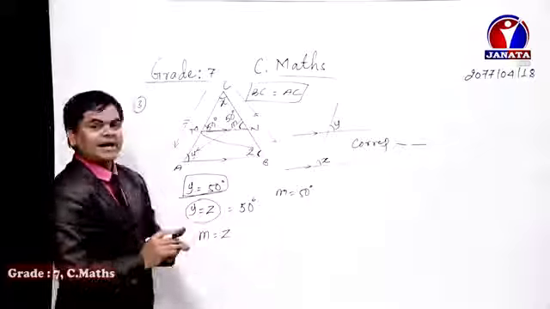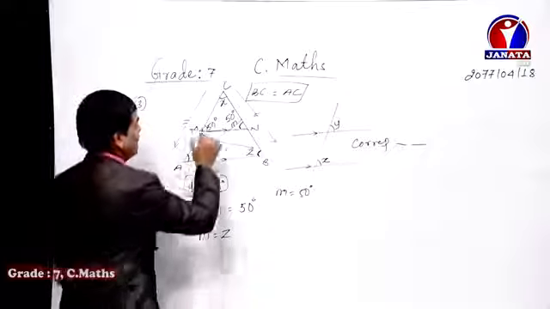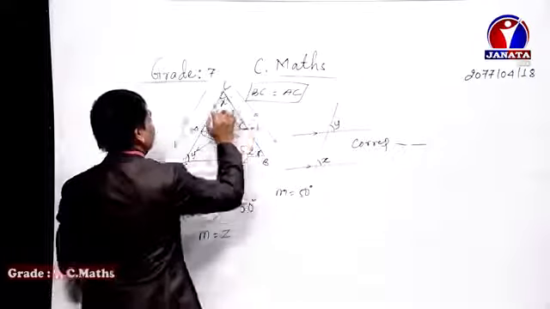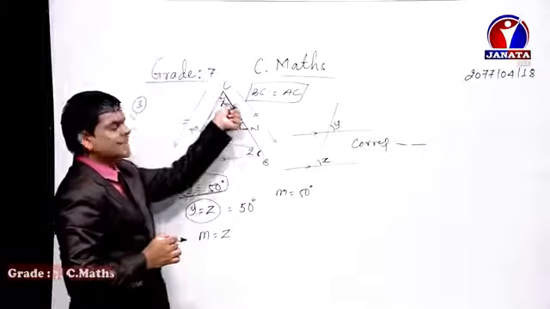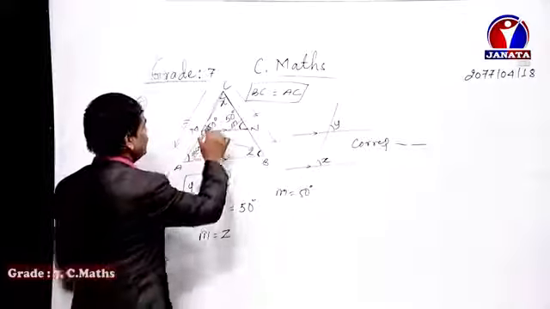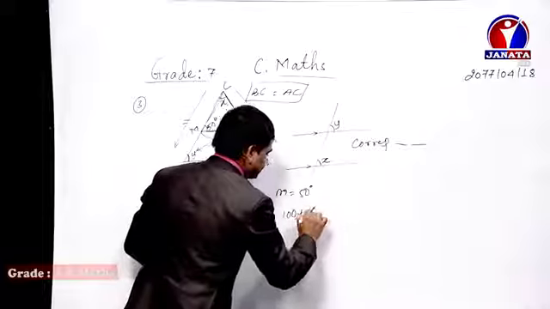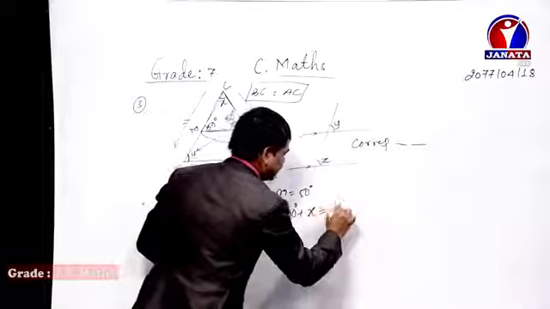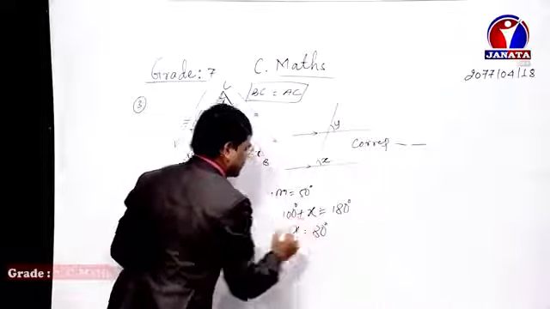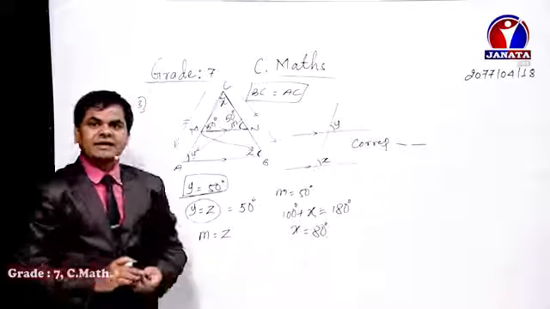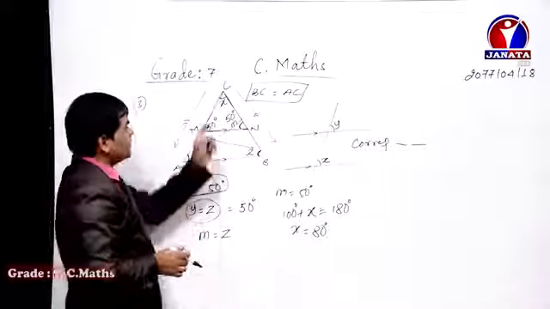Now how to find the value of X? In order to find the value of X, you can see this small tiny triangle, okay. In the tiny triangle, 50 plus 50 plus X equals 180 degrees, and 50 plus 50 is 100, so 100 degrees plus X equals 180 degrees, the statement becomes so. And the X value comes as 80 degrees. We got the value of X as 80 degrees.